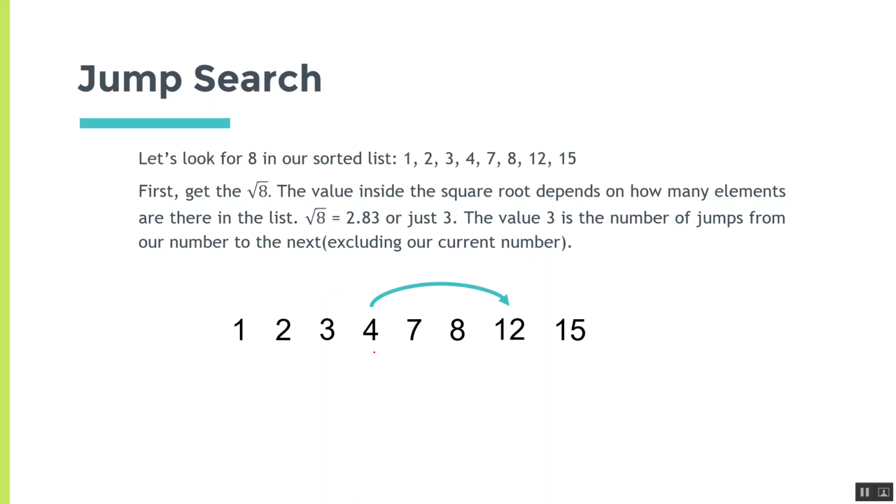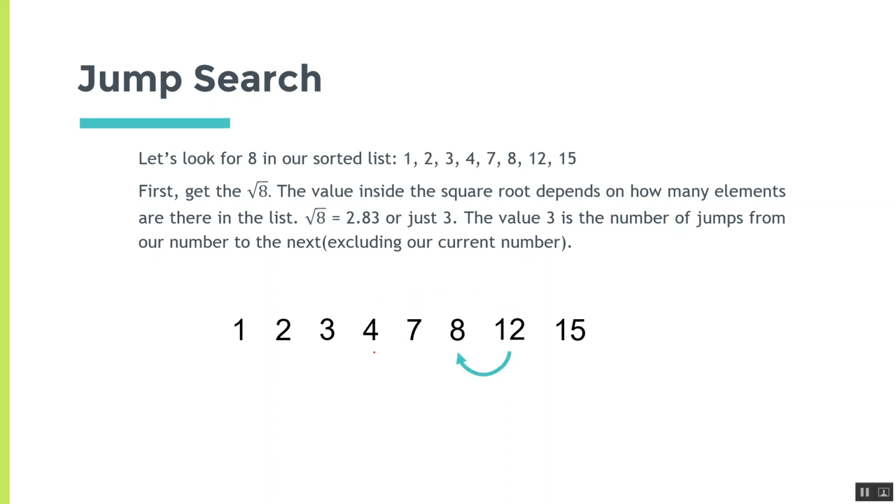So we will check again. Our current value is 12. Is 8 equal to 12? So it's not. Now we will ask ourselves again if 12 is greater than or less than 8. Since 12 is greater than 8, we have to go backwards. Okay, so we will go backwards. We will perform a linear search backwards. Okay, so we will move to the previous numbers one by one. So first step, to the left.